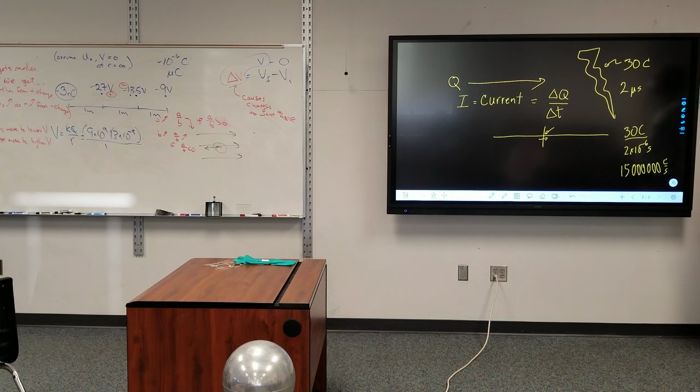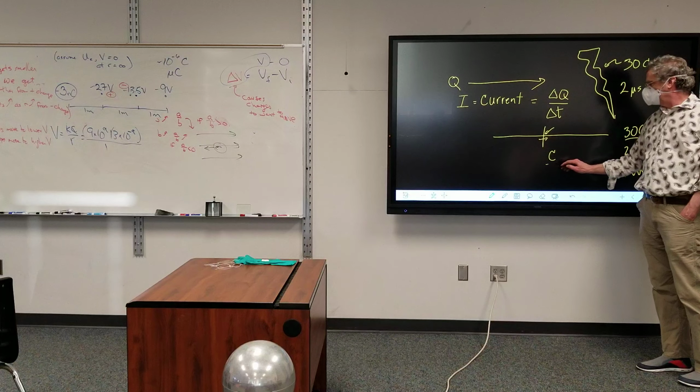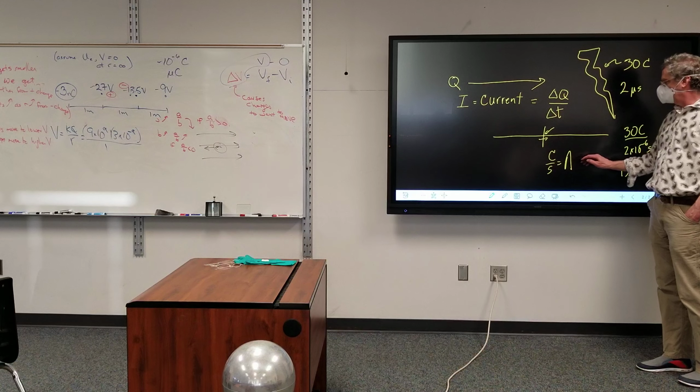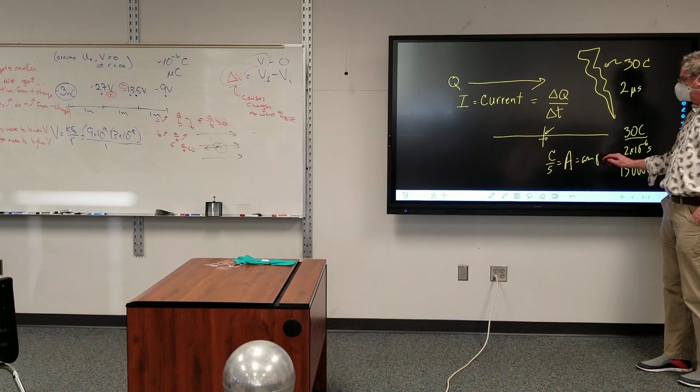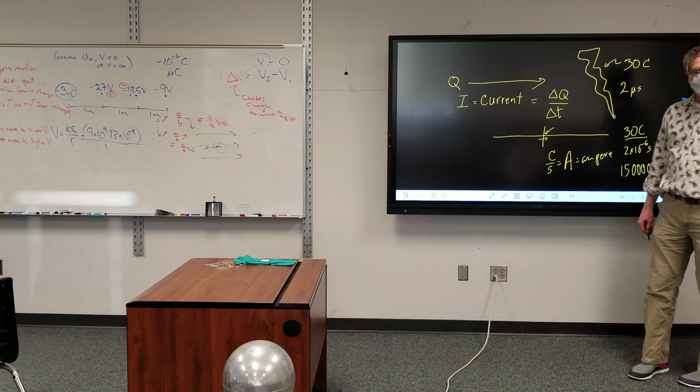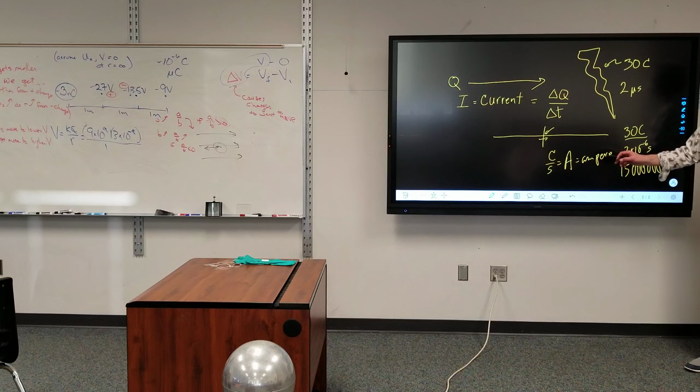And of course, coulombs per second is too much for physicists. They had to come up with a one word. Coulomb per second, ampere. Named after Ampere.